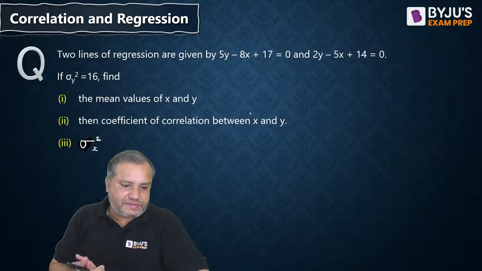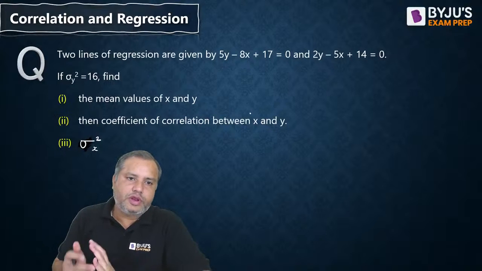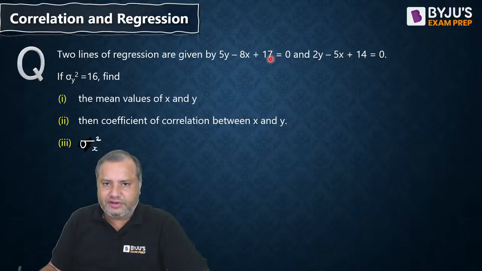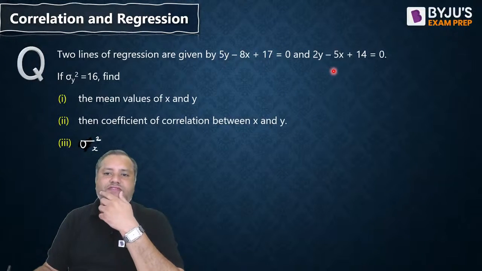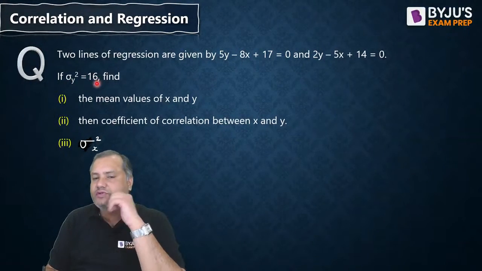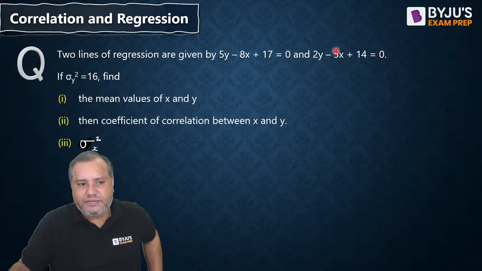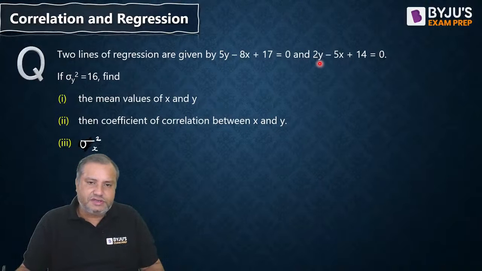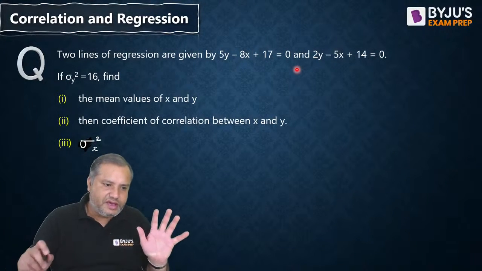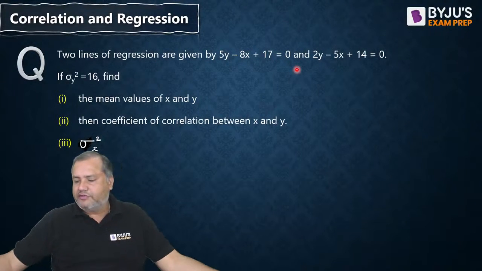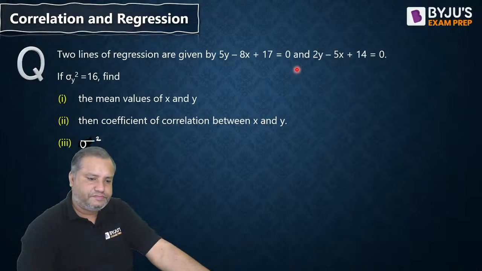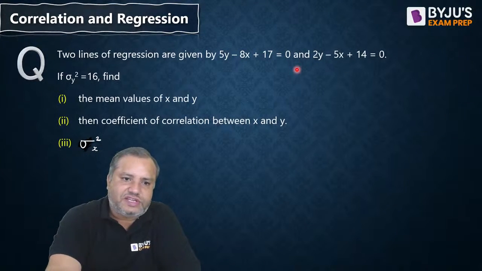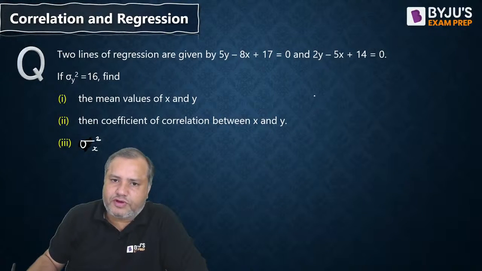How many of you can solve this question? So two lines of regression are given: 5y minus 8x plus 17, 2y minus 5x plus 14 equal to 0, and sigma y square equal to 16. I don't know whether this is y on x or x on y. Similarly, I don't know whether this is y on x or x on y. But I have given you the process how to identify which one is the correct assumption. Now you know how to check whether your assumption is correct or wrong. So I am proceeding towards the next concept. Keeping this as homework for you.